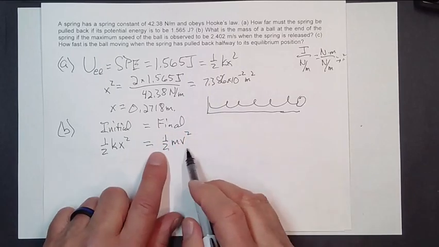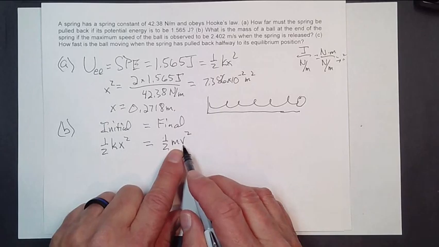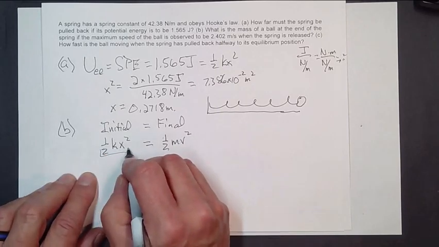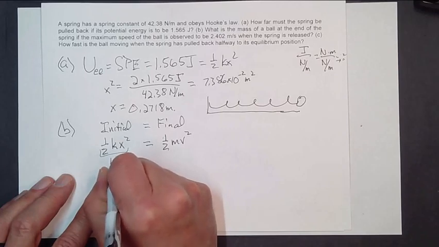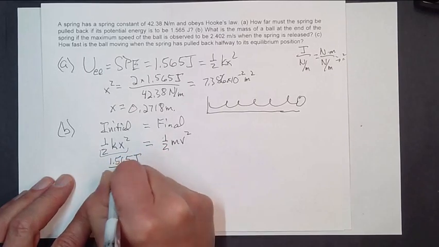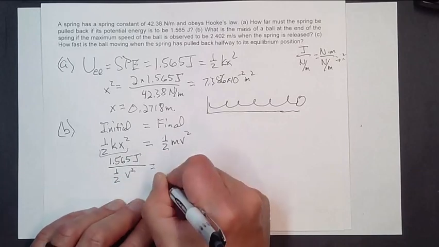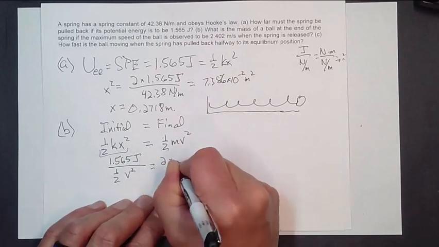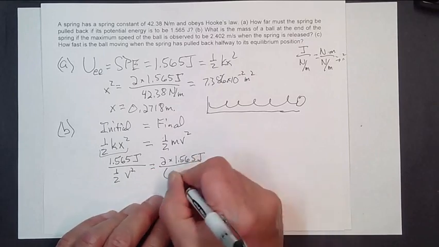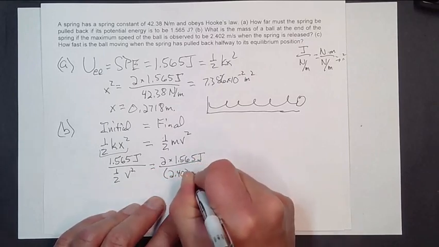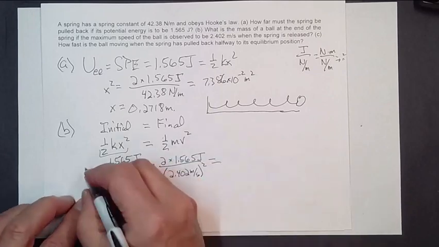Anyway, at the end, we'll have this kind of energy, and all we have to do is solve for m, because we know how fast it's going. We know that this thing over here is the 1.565 joules. So let's just take it and solve it. 1.565 joules divided by 1/2 v squared is going to equal, if I take that 1/2 and stick it up top, 2 times 1.565 joules divided by v squared. Well, that v was 2.402 meters per second, and I square that, and I'll get, that's solving for the mass.